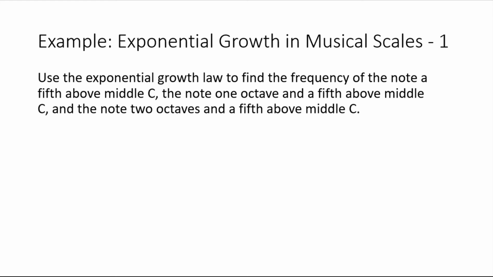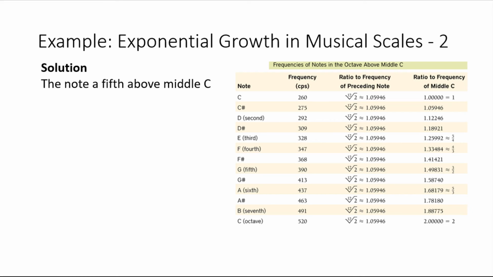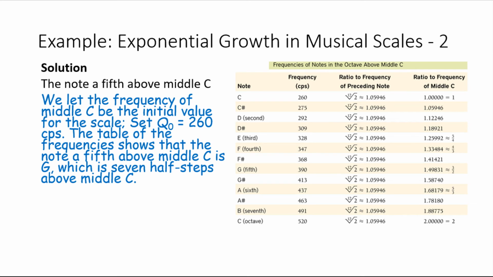Example, exponential growth in musical scales. Use the exponential growth law to find the frequency of the note a fifth above middle C, the note 1 octave and a fifth above middle C, and the note 2 octaves and a fifth above middle C. Solution: we will begin with the note a fifth above middle C. We let the frequency of middle C be the initial value for the scale. So we set Q sub naught equal to 260 CPS.